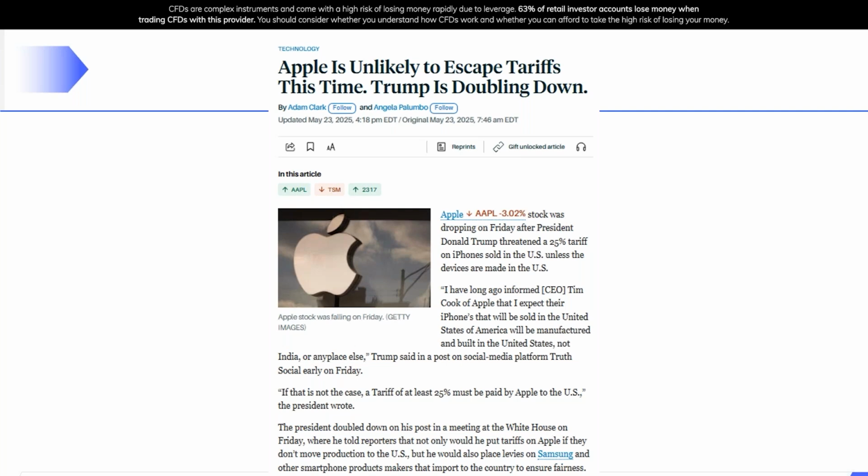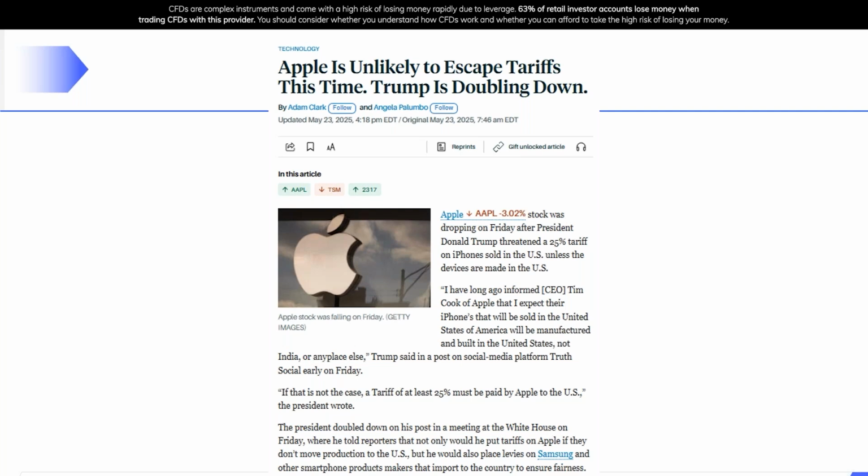Apple stock was dropping on Friday after President Donald Trump threatened a 25% tariff on iPhones sold in the US unless the devices are made in the US. I have long ago informed Tim Cook of Apple that I expect the iPhone that will be sold in the United States of America will be manufactured and built in the United States, not India or any place else, Trump said in a post on social media platform Truth Social early Friday. If that is not the case, a tariff of at least 25% must be paid by Apple to the US, the president wrote.